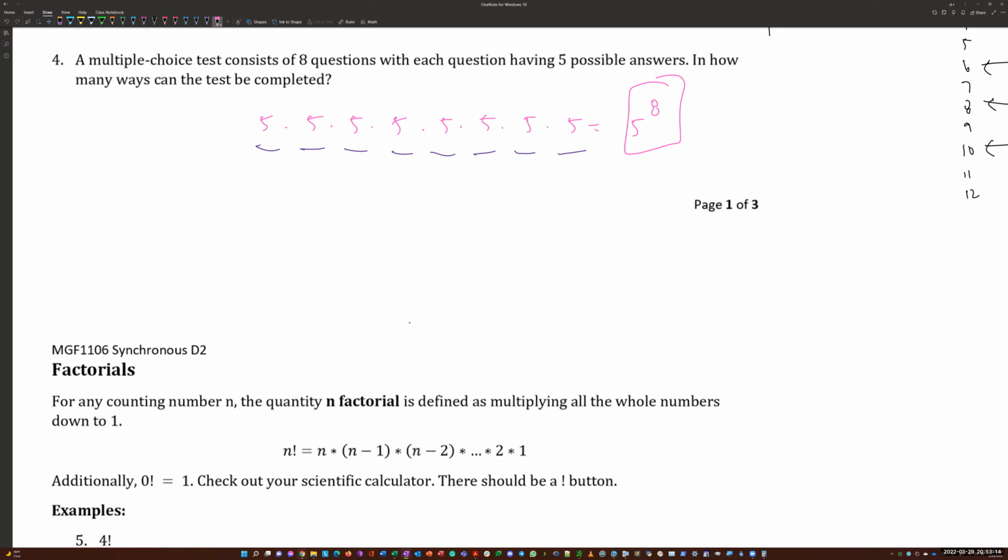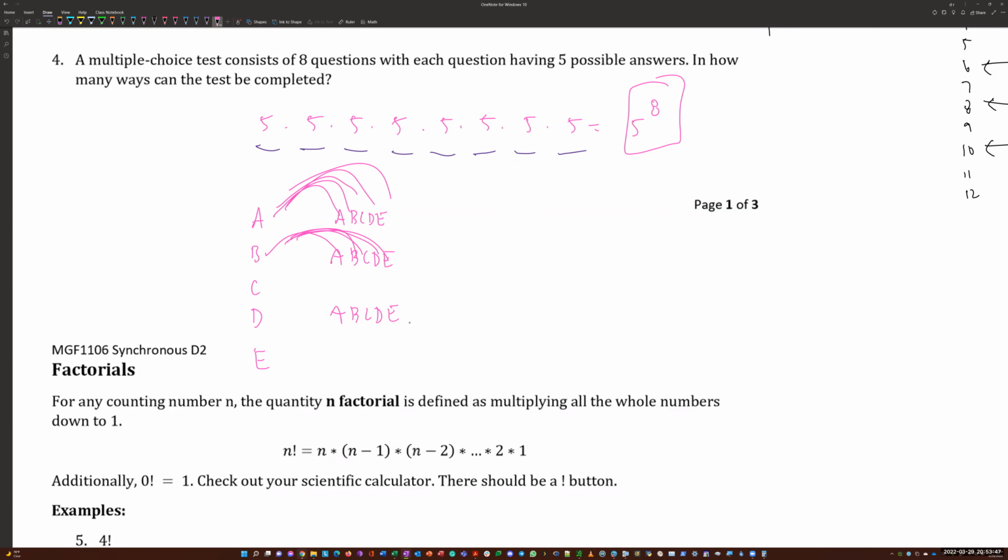Does that make sense? Yes. If you just start writing it out, I think it's kind of easy to say. I could pick A, B, C, D, or E for the first one. Then for the second one, I would be able to pick any of A, B, C, D, or E. Then for the third one, whichever I picked before, I would be able to pick A, B, C, D, or E, and so on. Does that make sense? Yes.